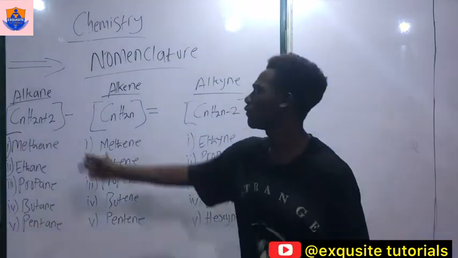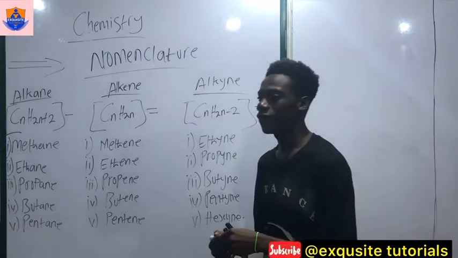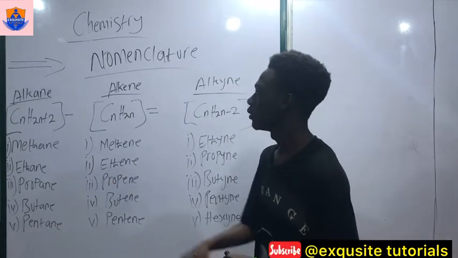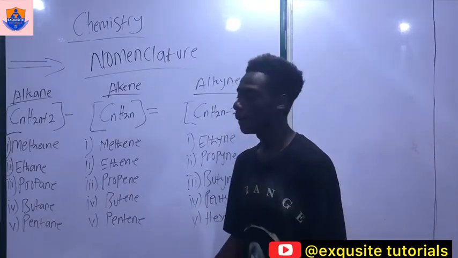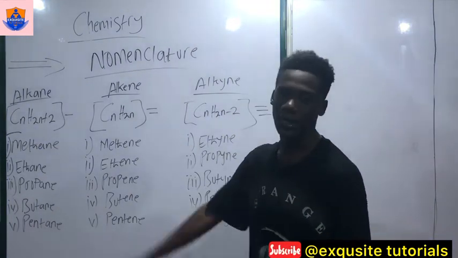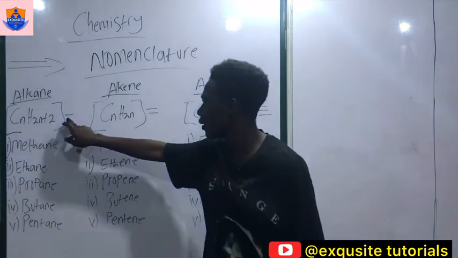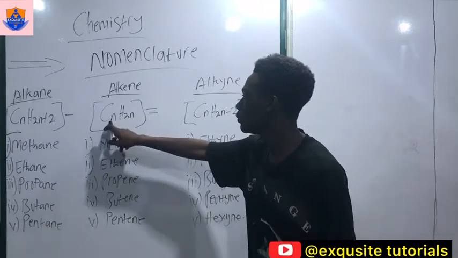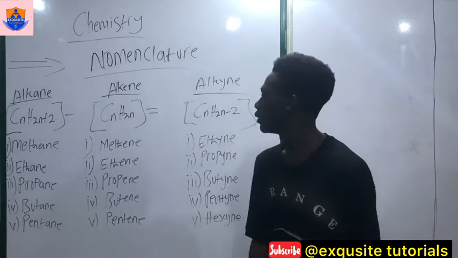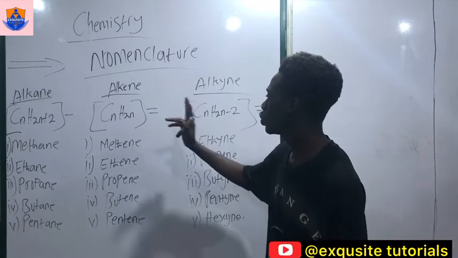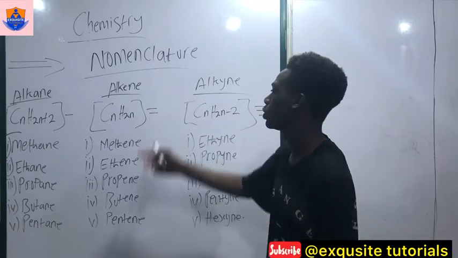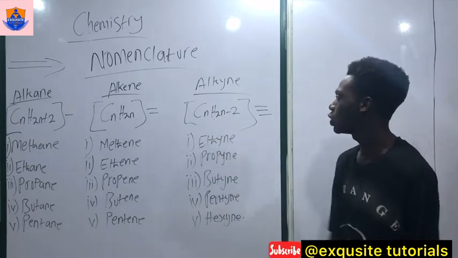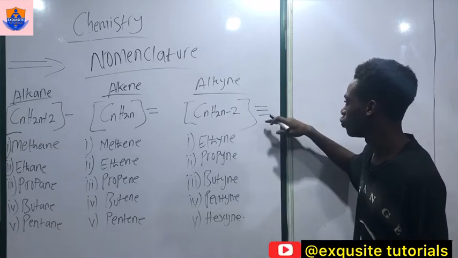Now we have on the board the alkane, alkene, and alkyne. First of all, the alkane here has its formula to be CnH2n plus 2. Now the alkane has a single bond, which is the bond we have here. The alkene has the formula CnH2n, and an alkene has two bonds, so it's called a double bond. Now the alkyne has the formula CnH2n minus 2, and has a triple bond.